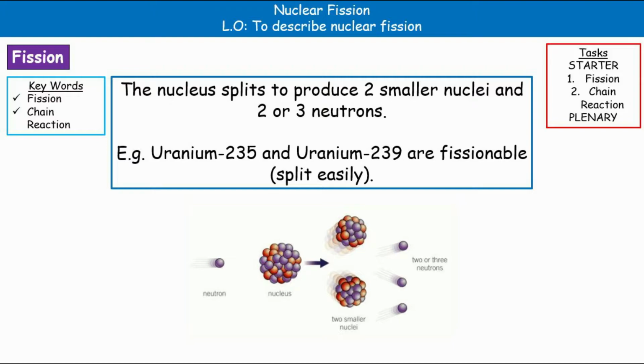And I've given you the example there of 2 fissionable substances. Now if something is fissionable, that means it's going to split easily. So we've got uranium-235 and uranium-239. So I suggest you get those 2 sentences written down, and if you want to do a little sketch of the diagram at the bottom, by all means feel free.